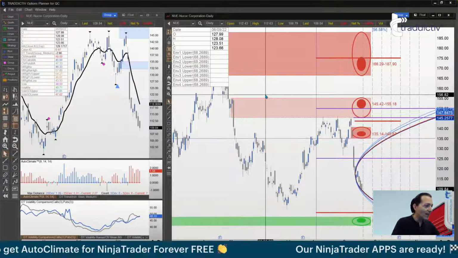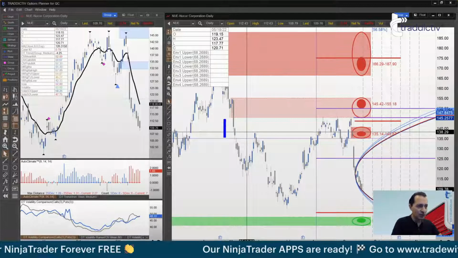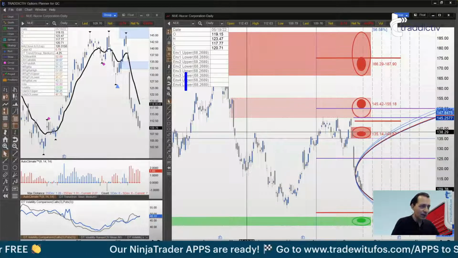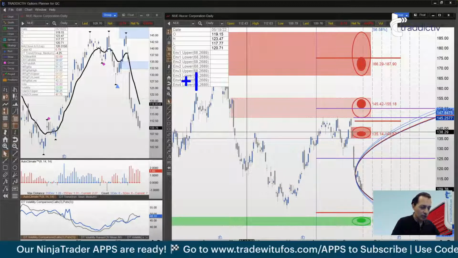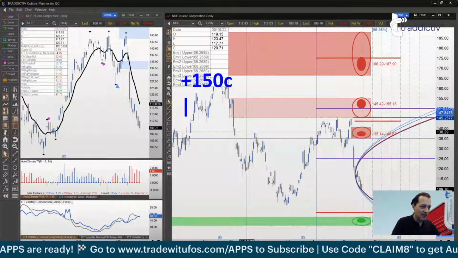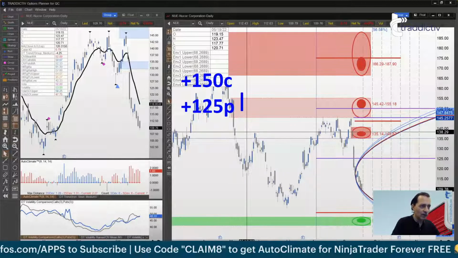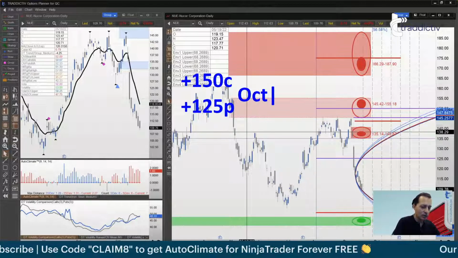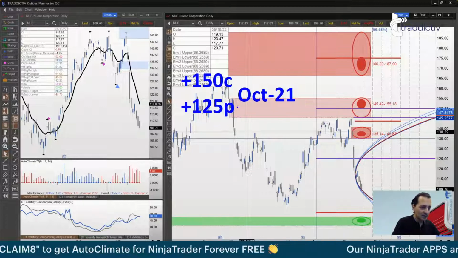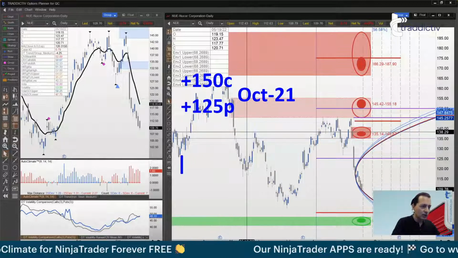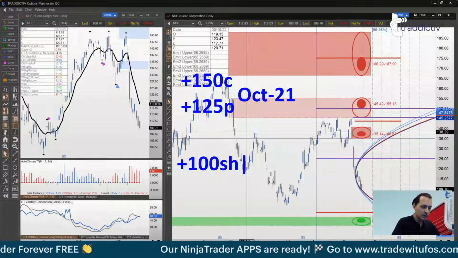Joe says, why not color it? Okay, so let me make sure I understood. So this trade is a trade where we own long the 150 call, and we own long the 125 put. Both expire on October 21st. And on top of that, we own long 100 shares.